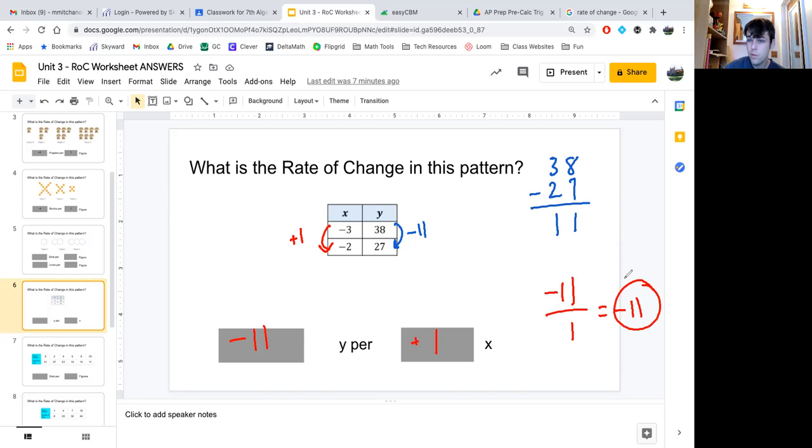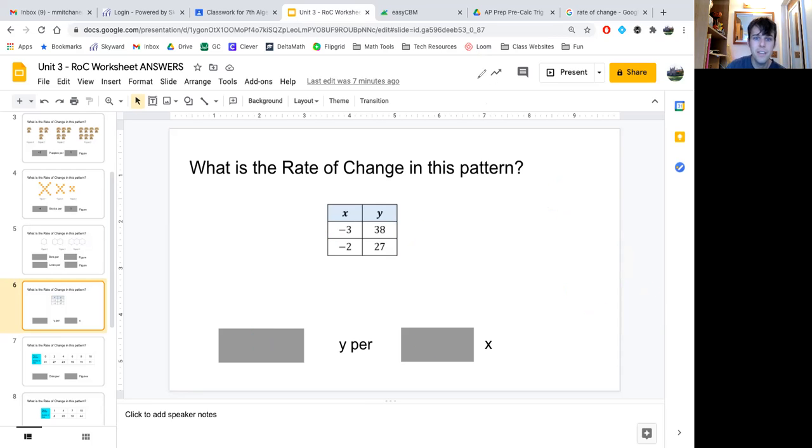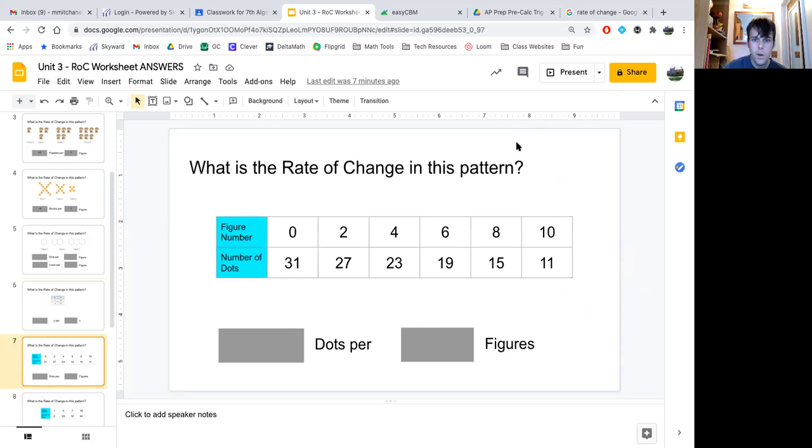It's kind of the future of what we were doing, or rather what we're doing right now if you're watching this much later. All right, I'm going to clear what we have here. Keep moving forward. What is the rate of change in this pattern? Okay, so figure number and number of dots. We need to figure out both of these things.